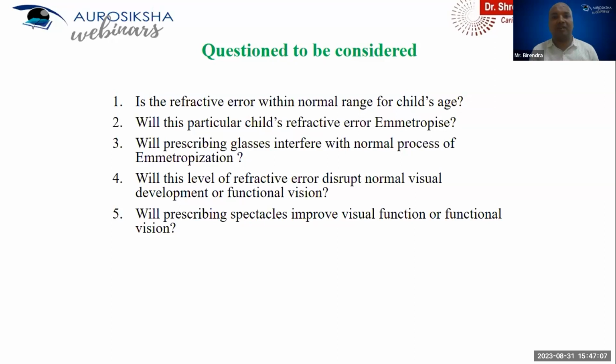Is the refractive error within the normal range for the child? Will this particular child's refractive error be emmetropized? Will prescribing glasses interfere with the normal process of emmetropization? Will this level of refractive error disrupt the normal visual development of functional vision? Will prescribing spectacles improve the functional vision?